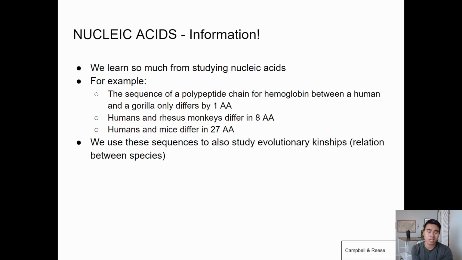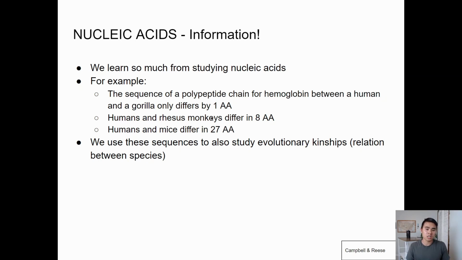Yeah, we could study amino acids too, but where do amino acids come from? Amino acids come from nucleic acids, and they come from the sequence of the DNA. For example, the polypeptide chain for hemoglobin, which carries iron, differs between a human and a gorilla by only 1 amino acid. This is why there's so much talk about the relation between a human and gorilla, and its role in evolution, because they're looking at the number of amino acids that differ.